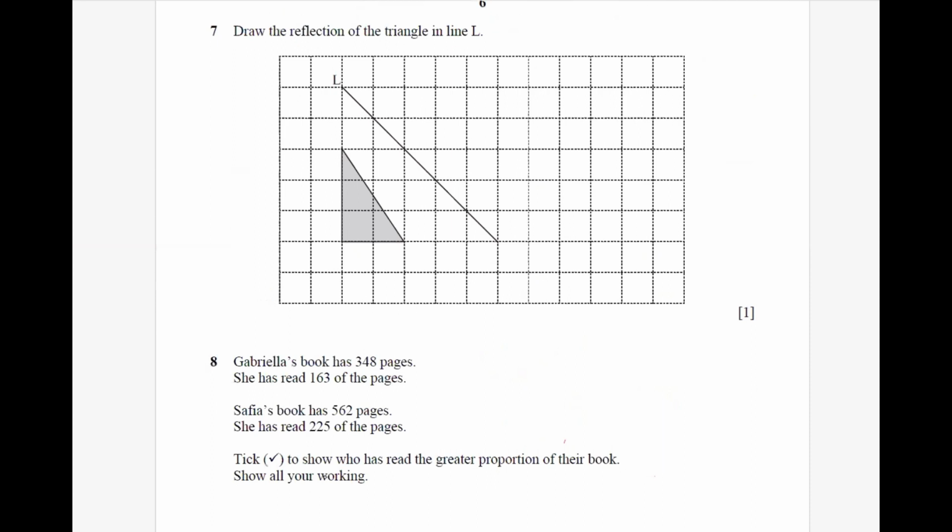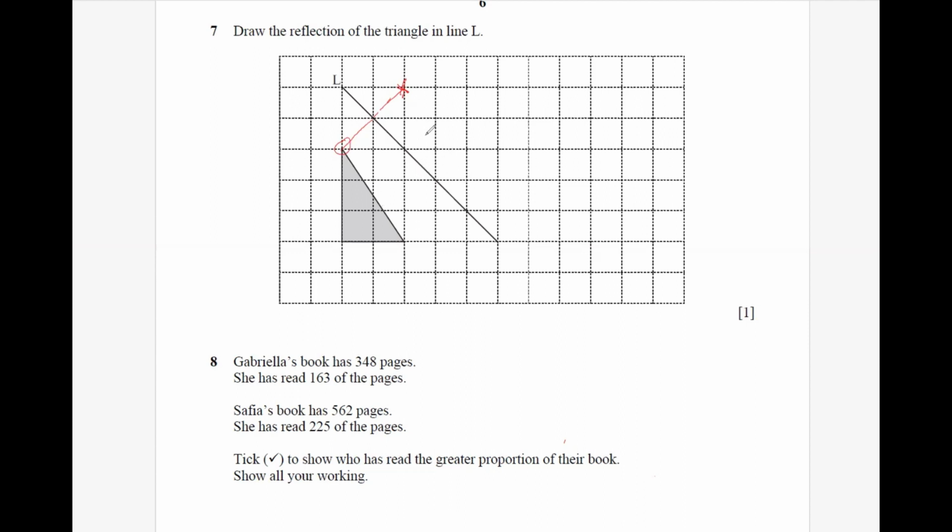Okay, this states that draw the reflection of the triangle in line L. We need to draw its reflection. The reflection would be in a way that would mean if this point is 1 unit down, its reflection is going to be 1 unit up like this. So this point is the reflection of this point. Now it can be done in either ways.